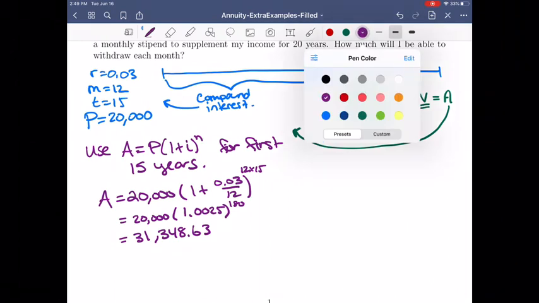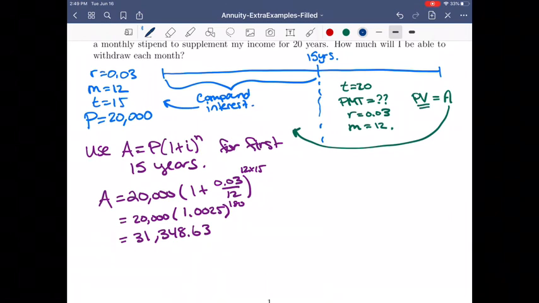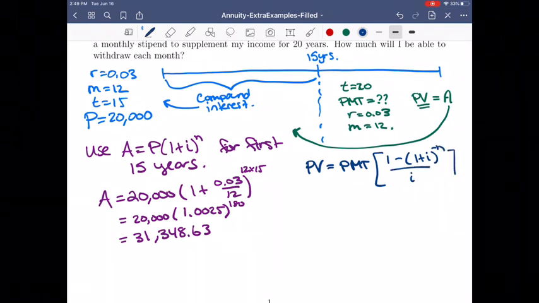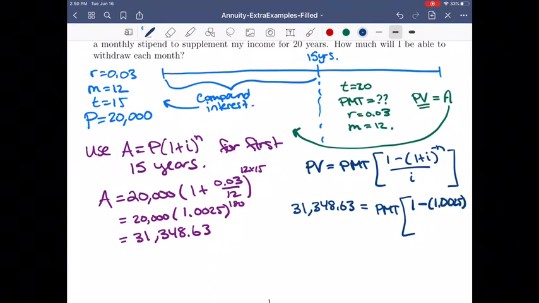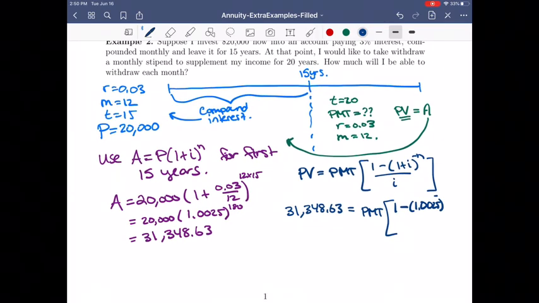So when we're doing the PV, we want to find the payment. PV is the payment times 1 minus 1 plus I to the negative N, over I. So this is going to be $31,348.63 equals the payment times 1 minus, so I was 0.0025, so this is going to be 1.0025, and then the power is going to be negative 12 times 20, over the I value.